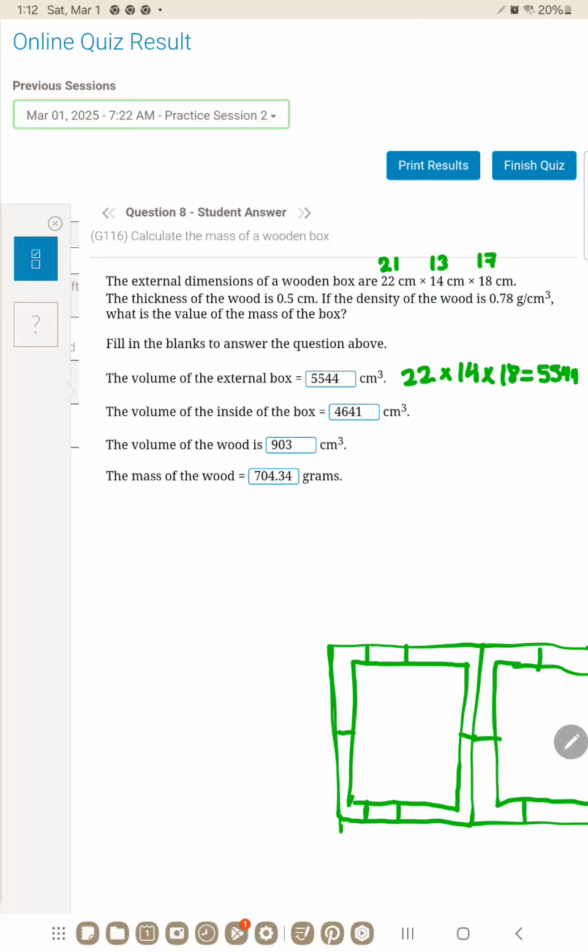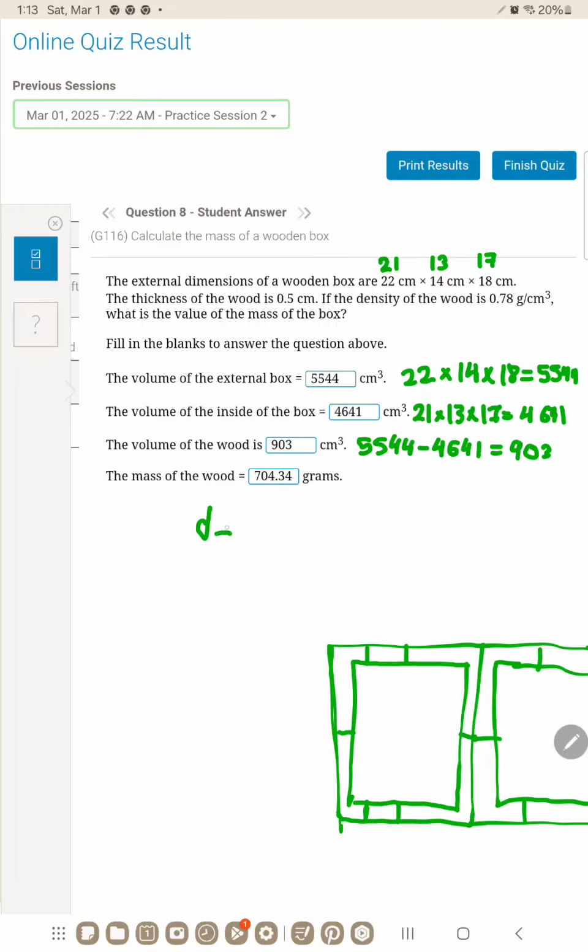So then you do 21 times 13 times 17, and you get 4,641. Now to find the volume of the wood, you just subtract both these numbers from each other. So 5544 minus 4641, you get 903. Now they want the mass of the wood.